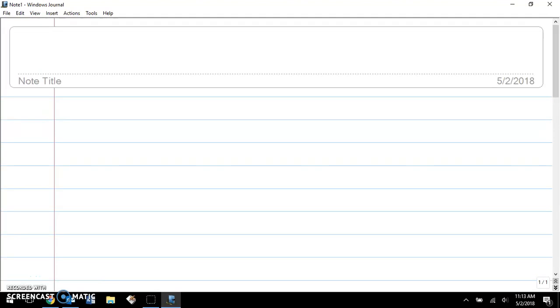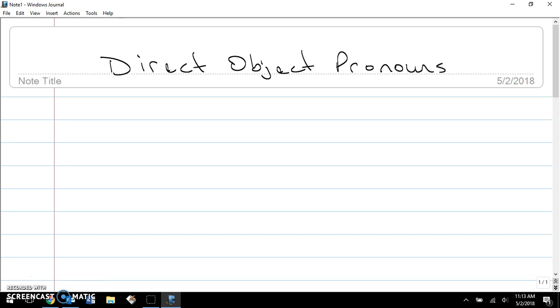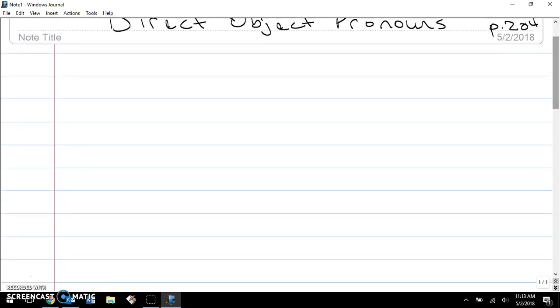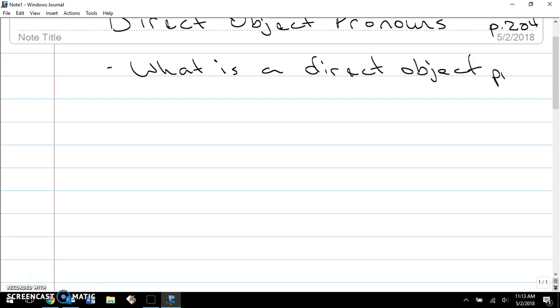Good afternoon, Spanish 1. We are now going to enter the world of direct object pronouns. This can be found on page 204 of your textbook. Now for the really big question. Does anyone know what is a direct object pronoun?